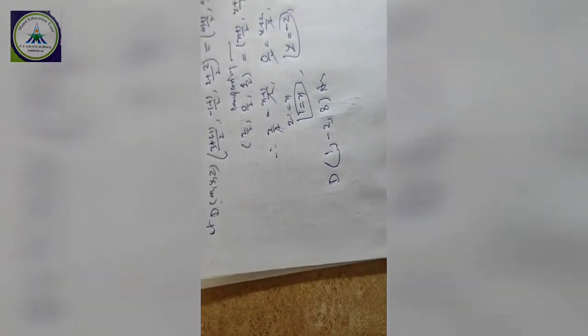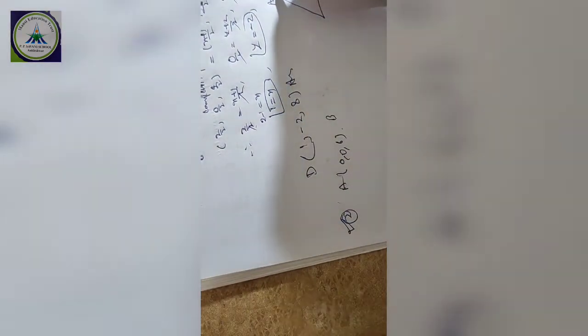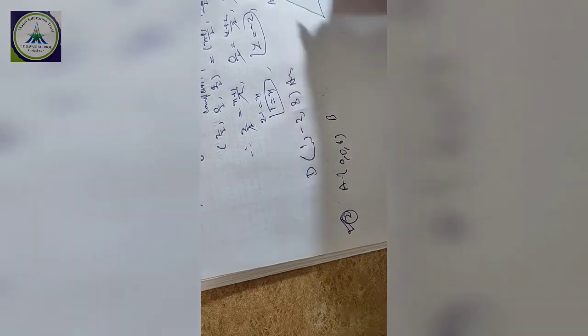Very simple. Short formula. Question number 2. This is important. Find the lengths of the medians of the triangle ABC. Here A is (0, 0, 6), B is (0, 4, 0), and C is (6, 0, 0), as given in the figure. Very simple formula.